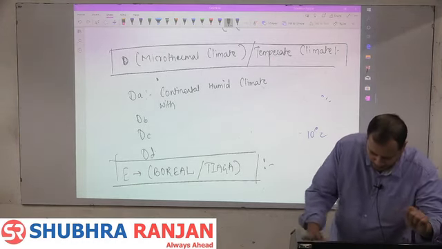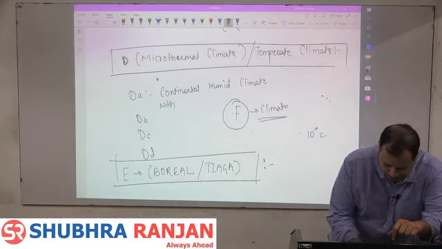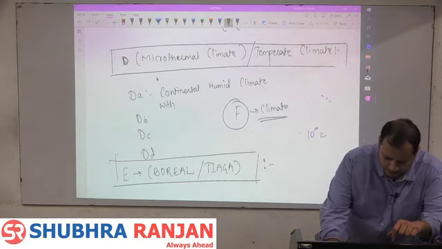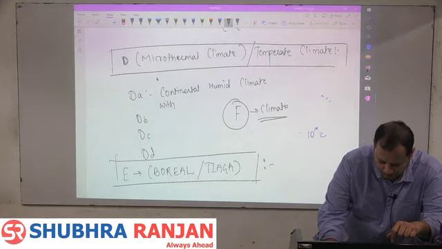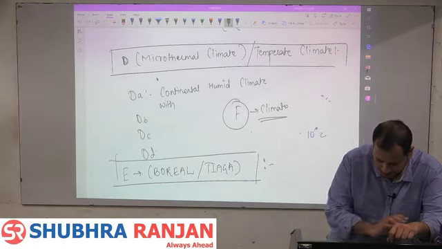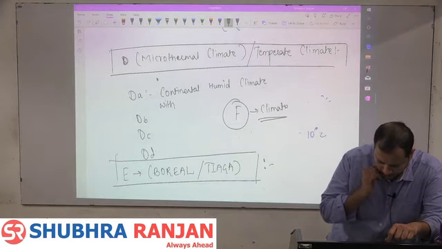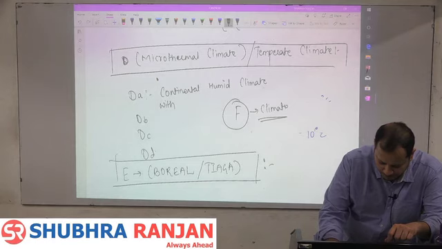And the last is polar or F type of climate. Summer season is totally absent. Such climate is also found only in the northern hemisphere.